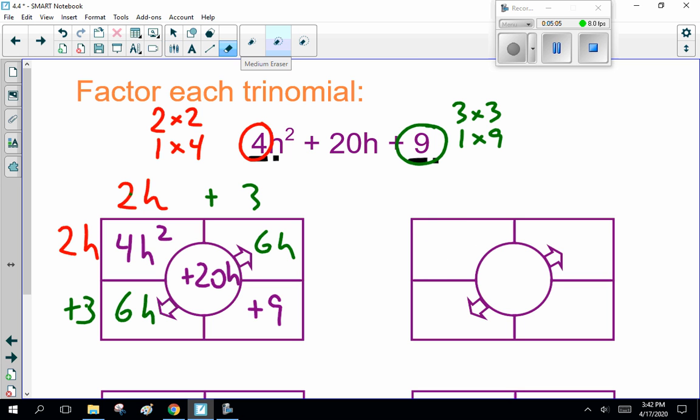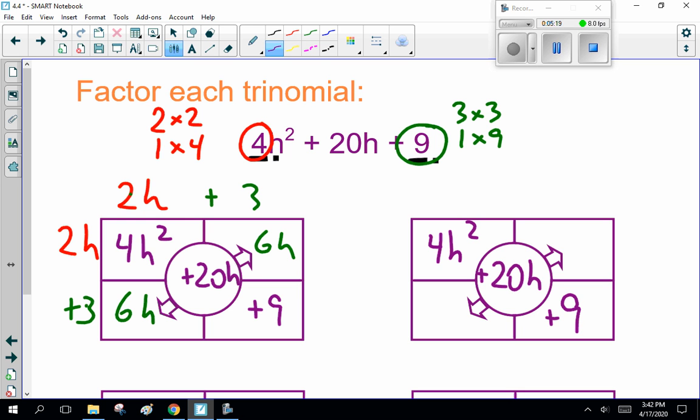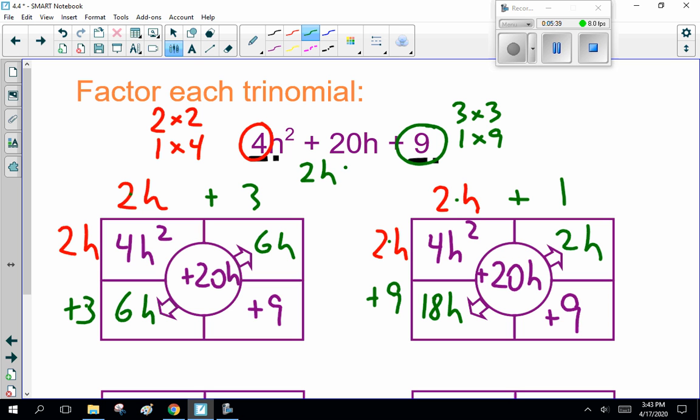4h squared plus 20h plus 9. Now I said 2h, so let's try plus 1, plus 9. 2h times 9 is 18h. 2h times 1 is 2h. 18 and 2, yes, 18 and 2 is 20. So this is 2h plus 1 times 2h plus 9. That's how you factor these.